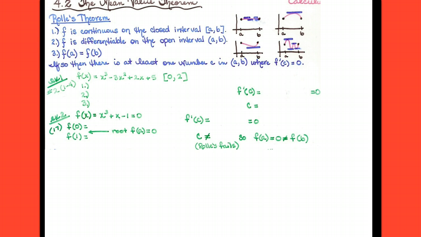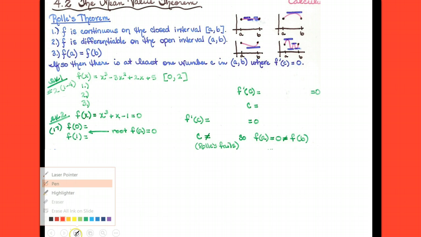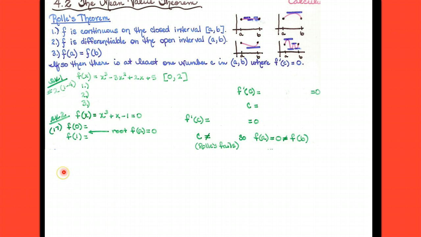If you have a function within an interval that meets these three hypotheses, then there will be a number in that interval where the derivative equals 0 at that number. What are the three hypotheses? Well, the first one is that the function is continuous on the closed interval. The second one is that the function is differentiable on the open interval. And the third is that f(a) has to equal f(b). So we're going on the interval from a to b. f(a) has got to equal f(b).